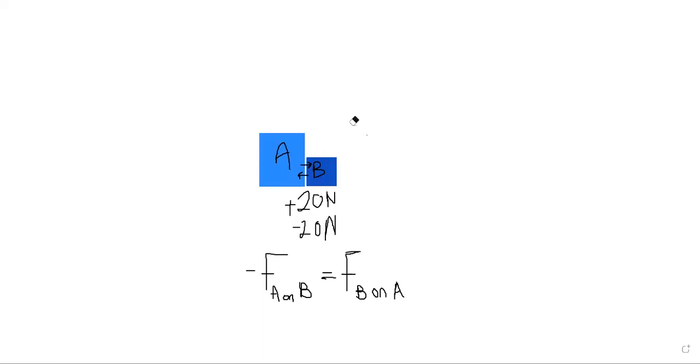So that's basically what I can tell you about Newton's first and third law. And now we're going to go to Newton's second law, which is the more complex one. So can one of you tell me Newton's second law?